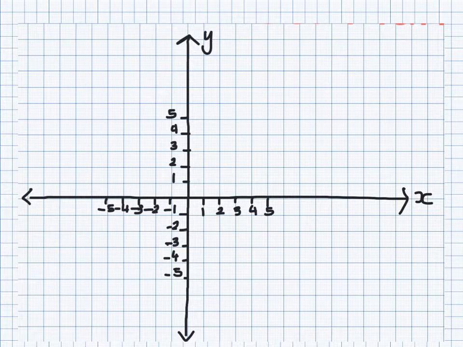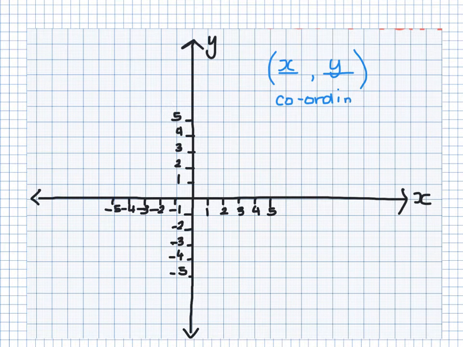Okay, so now we're going to look at plotting some points on the number plane that you've just drawn in your book. And this is the key thing to remember, that coordinates or points have two numbers. The first is the X and the second is the Y, and you can remember that because in the alphabet X comes before Y. So these are called our X coordinate and our Y coordinate.